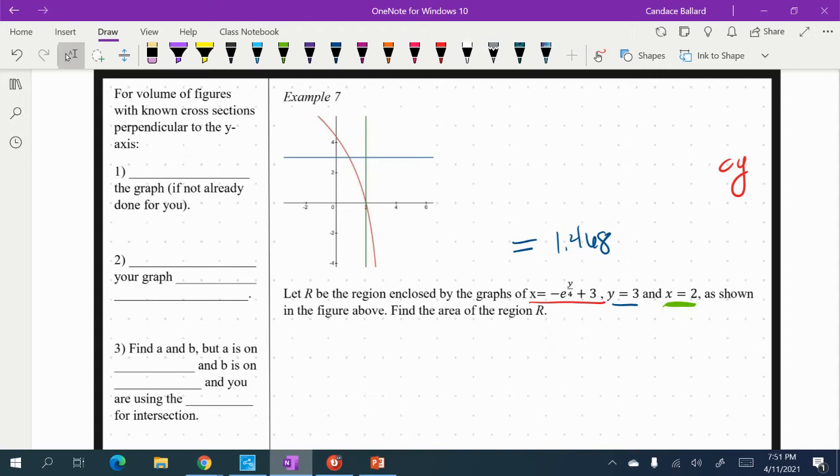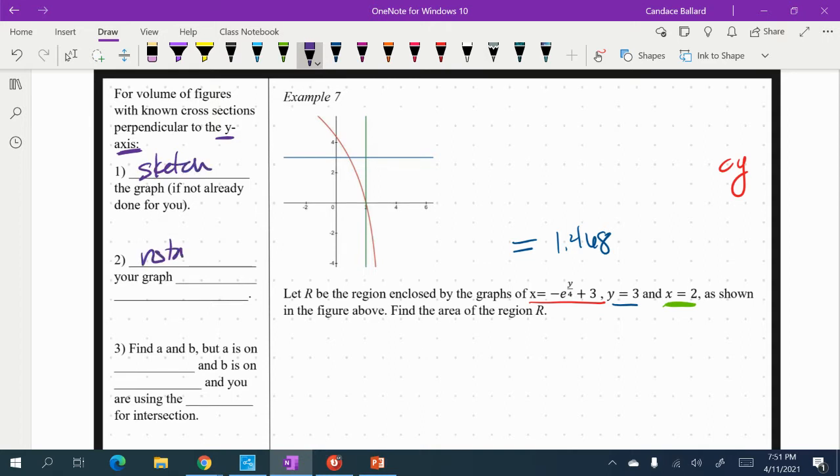In this video, we're continuing with example 8 from section 8.5, 8.7, 8.8. First thing we're going to do is look over here in the left-hand column. So for volumes of figures with known cross-sections perpendicular to the y-axis, in addition to the x-axis, we can do the y-axis as well. We're going to sketch the graph, if not already done for us.